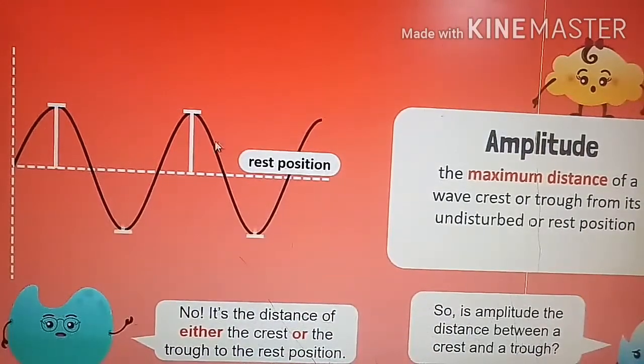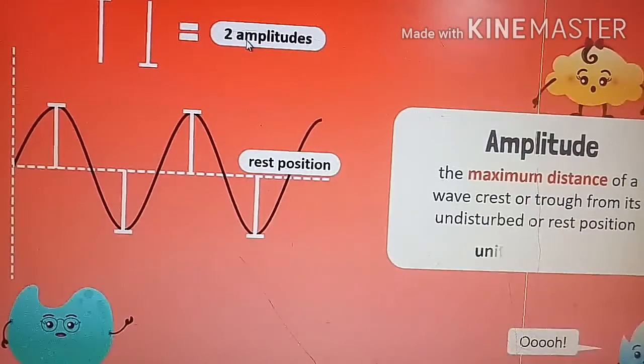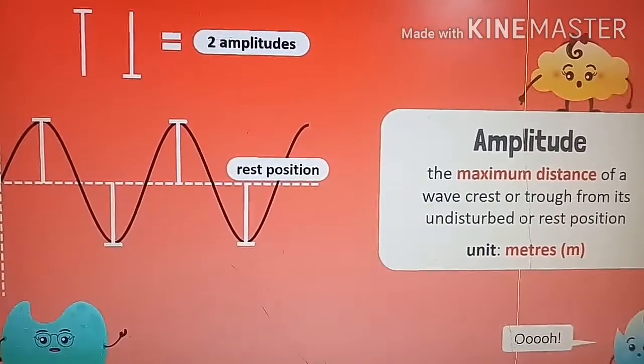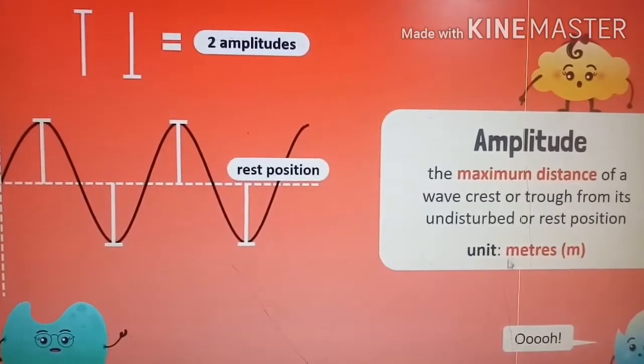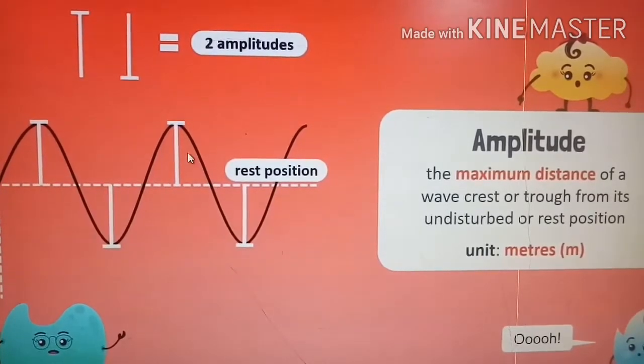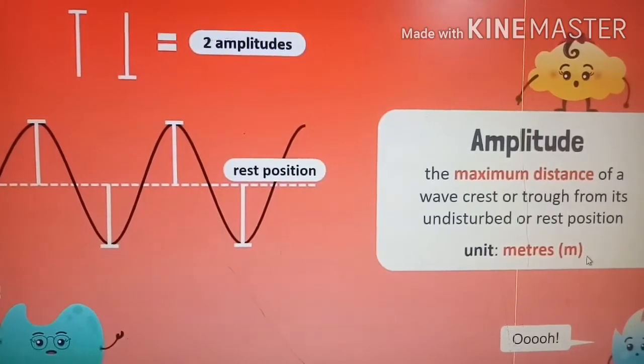If we are representing here, these are all the amplitudes. So this is one amplitude, this is the other amplitude. If you add them, then we have two amplitudes. And the units of the amplitude, look at that, the units of the amplitude are in meter, because these are the distances from the mean position upward or downward. That is why its units are in meter.